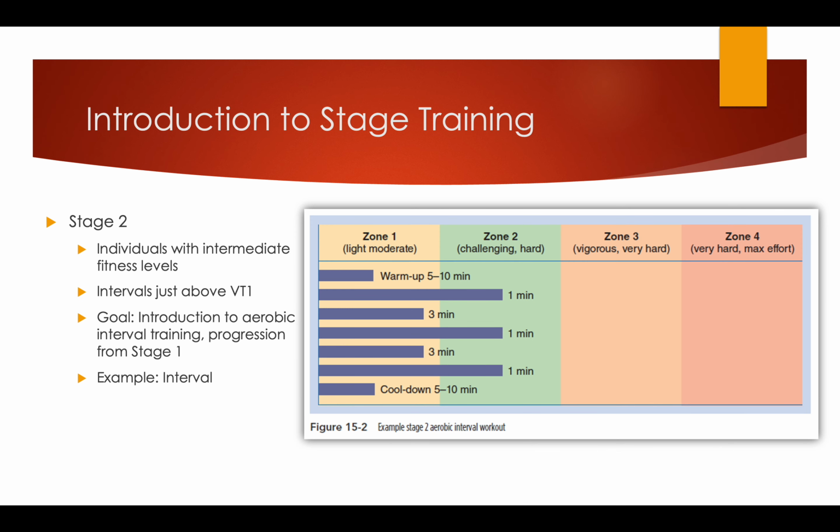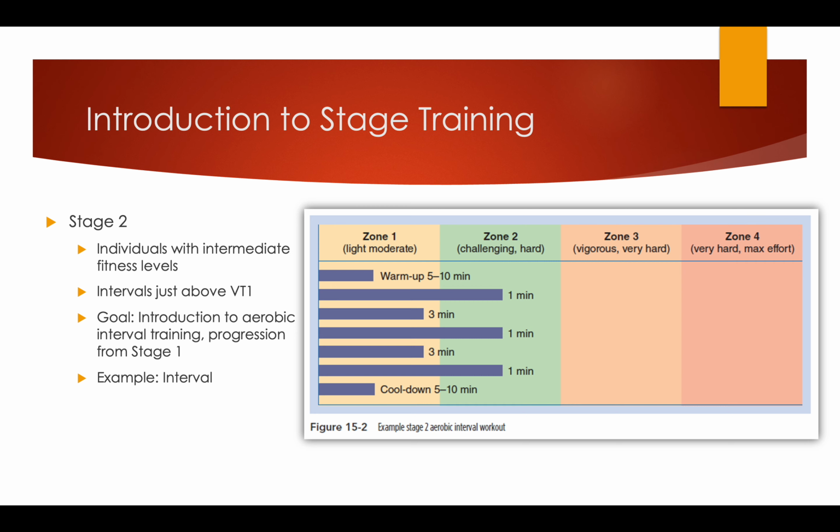Okay? Stage two, on the other hand, now we're starting to see that we're going through a little bit of intervals. We're going from zone one to zone two, back and forth, back and forth, all right? Now, this is for intermediate fitness levels, starting with that warm up, getting into 1 minute at zone two. Again, VT1, because we've talked about it, is more about, can you talk to them? Okay. So you're going to be working just above VT1. So their breathing and their talking is going to be a little bit labored, but not too difficult. So they go 1 minute there, 3 minutes down to recovery, 1 minute, 3 minutes for as long as they need to go. Okay. But you're always progressing from stage one to this stage two.